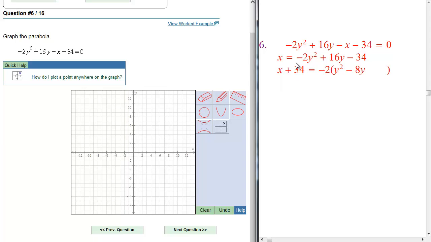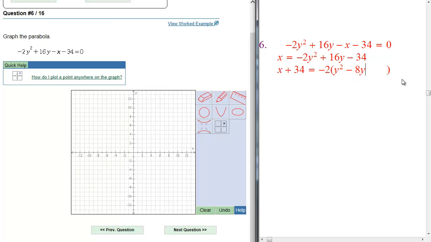All right, let's see. In this case, you have a y squared term, so we should write it as x equals everything, and then get it in the format that we are used to. So again, add 34 to the left side, so we have x plus 34. Factor out the -2, so -2 times y squared minus 8y, complete the square.